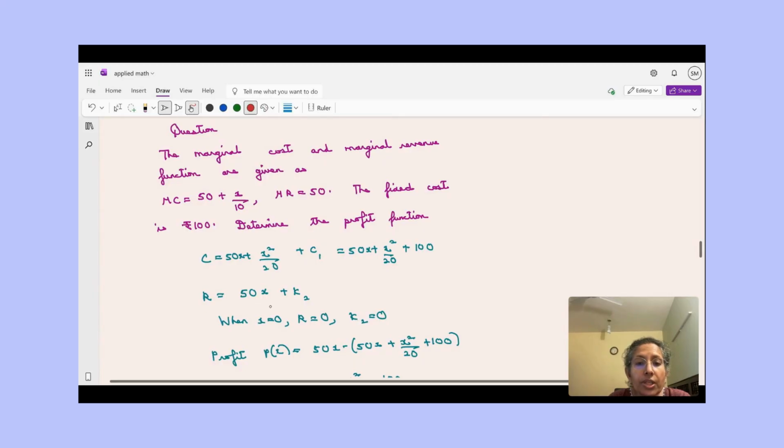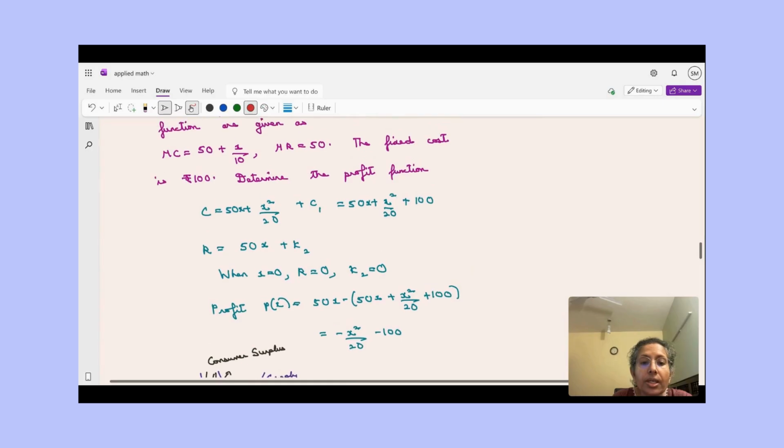So revenue is 50x, and your profit function will be revenue minus cost, that is 50x minus (50x plus x squared by 20 plus 100). Simplifying, you get it as minus x squared by 20 minus 100.